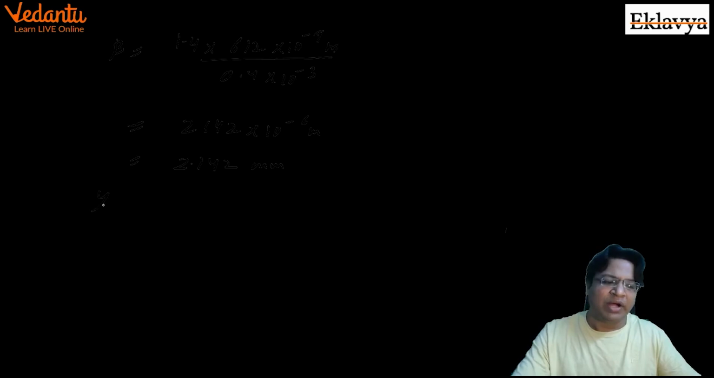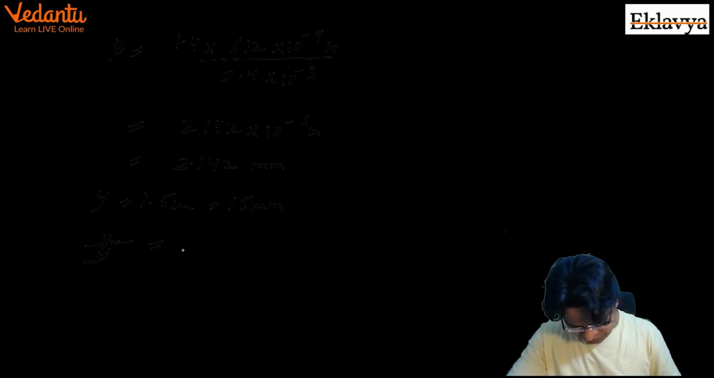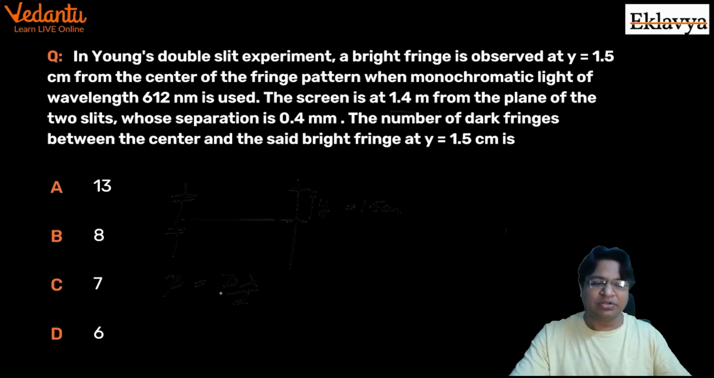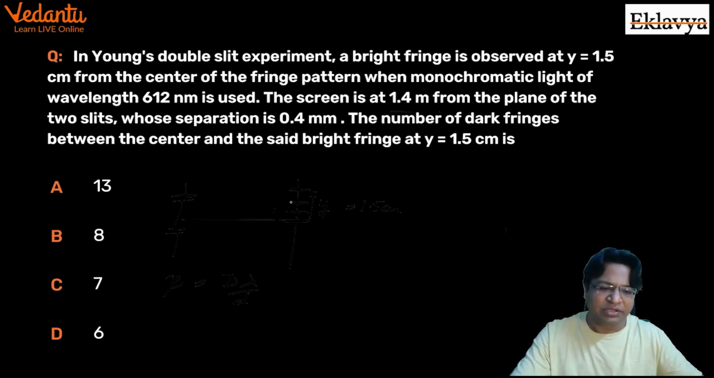Alright, now y is given to us as 1.5 centimeter, that is 15 millimeter. So I want to know that y is what multiple of beta. So y by beta is, okay, I'm doing it. This number comes out to be 7.002. So what we have understood here is that this is the central fringe, then the first bright fringe, then the second bright fringe, and like this. So let's say the third, and so on. So this one is the seventh one.